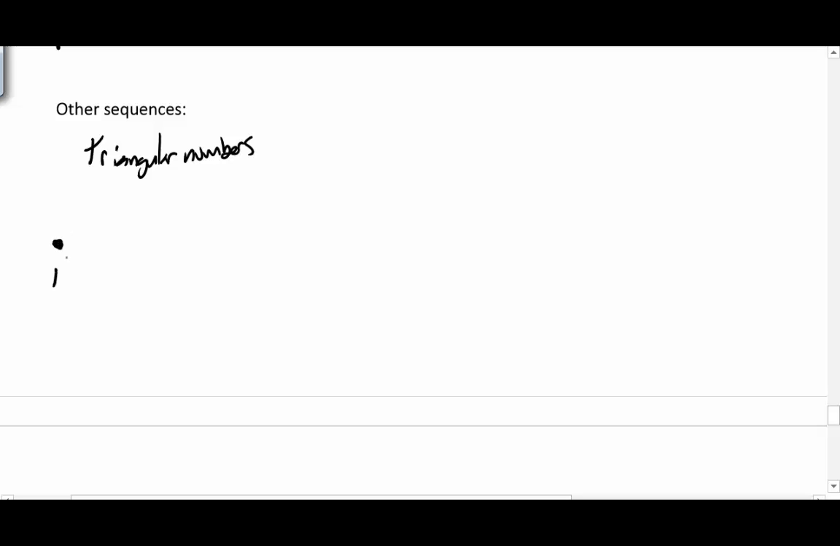So 1, 3, I'm adding an extra layer to the triangle, so that's 6, with rows of 3, 2, 1, and then 4, 3, 2, 1, and that gives me 10. So any pattern that fits this format we call triangular.